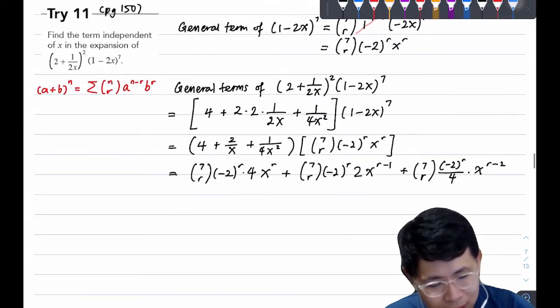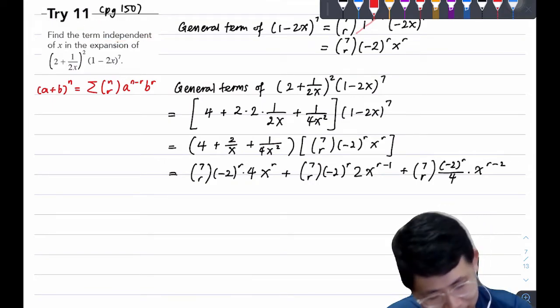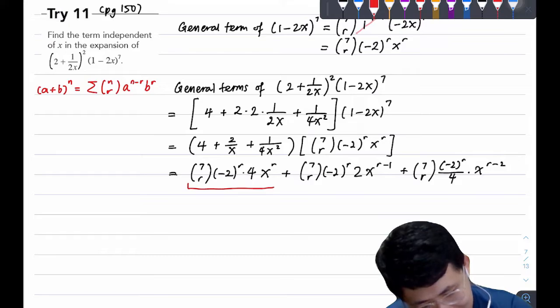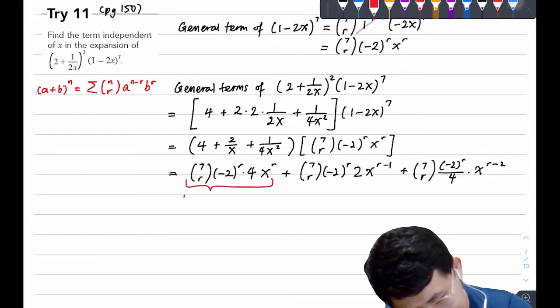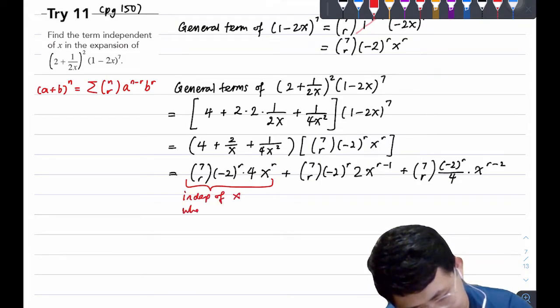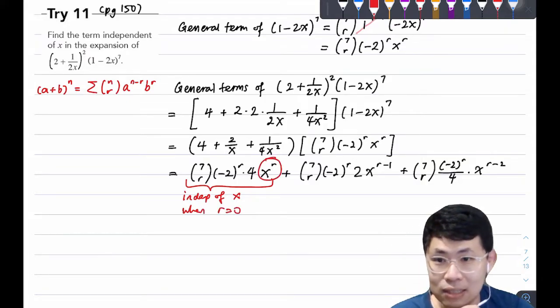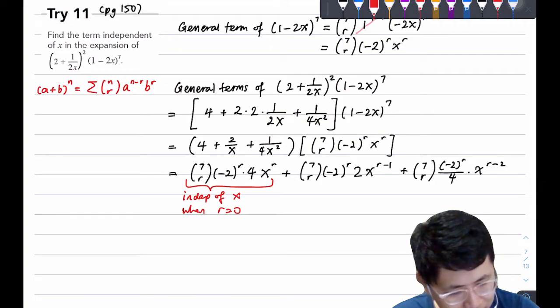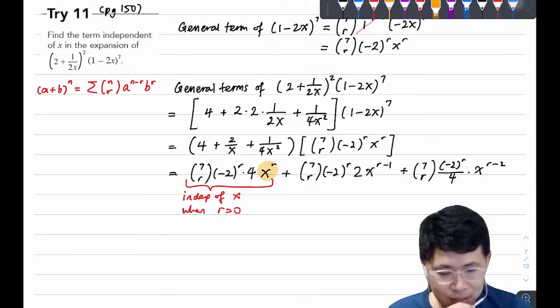So what are we looking for again? We are looking for the term independent of x. So for this term over here, it is independent of x when r equals 0. We just need to look at this term over here. Let me highlight this one, when r equals 0.